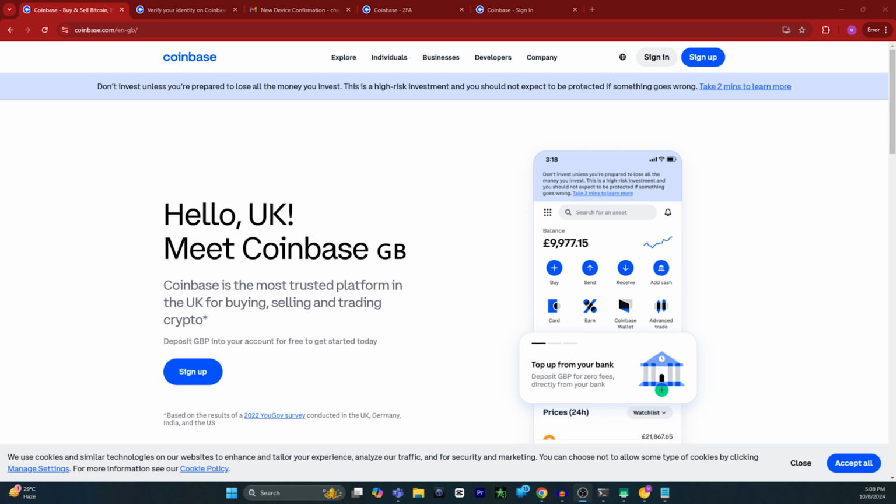Coinbase is a popular cryptocurrency exchange platform that allows users to buy, sell, and manage various cryptocurrencies. The website is designed to cater to both beginners and experienced traders, offering a range of features and services.